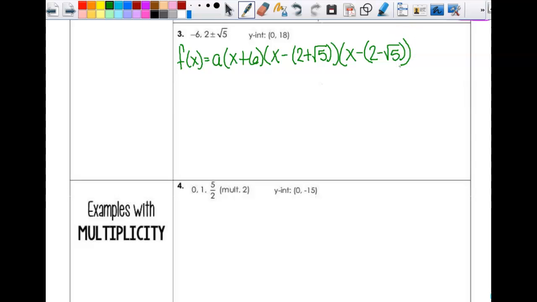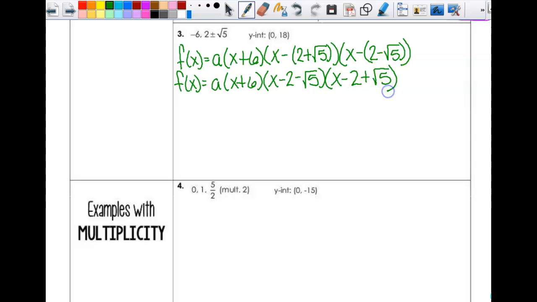All right, so when you substitute it in, that's what it should look like. When you substitute in something with more than one term, you use parentheses or you are going to math jail. And I'm not bailing you out, okay? So those are important because we're subtracting there. So then when I distribute that, I'm going to get f of x equals a times x plus 6 times x minus 2 minus the square root of 5 times x minus 2 plus the square root of 5.